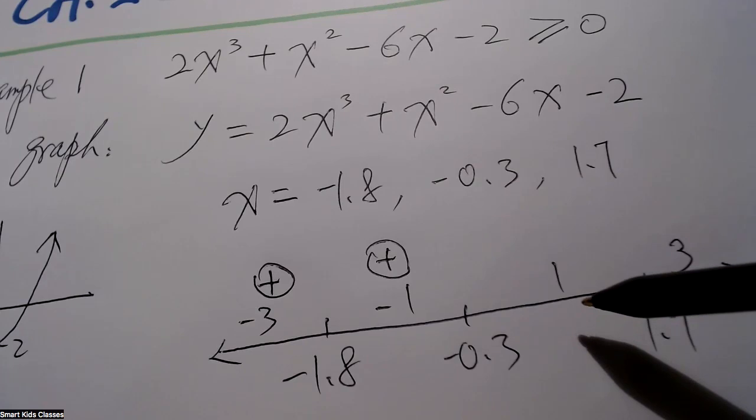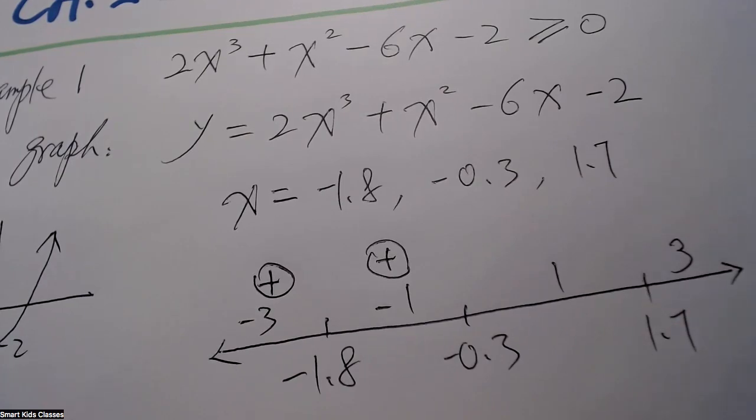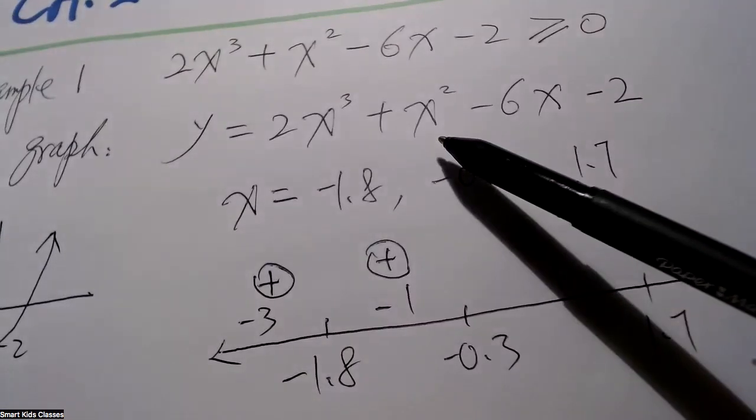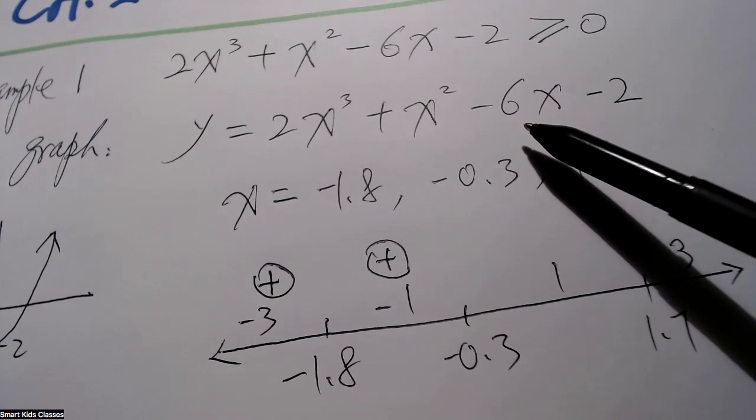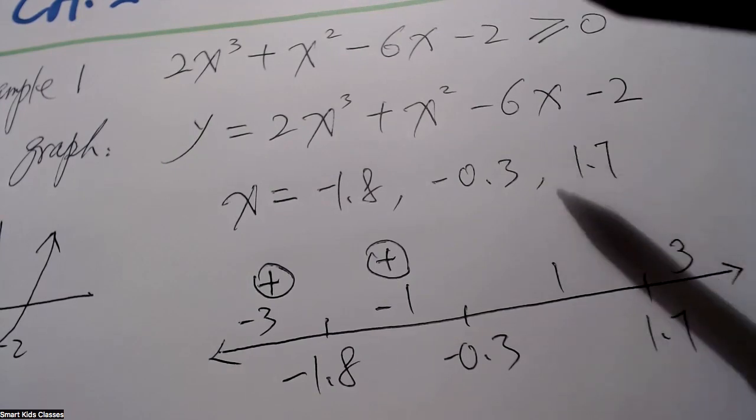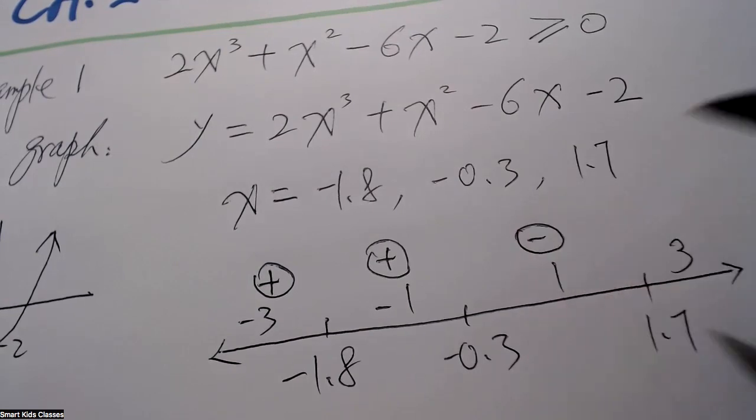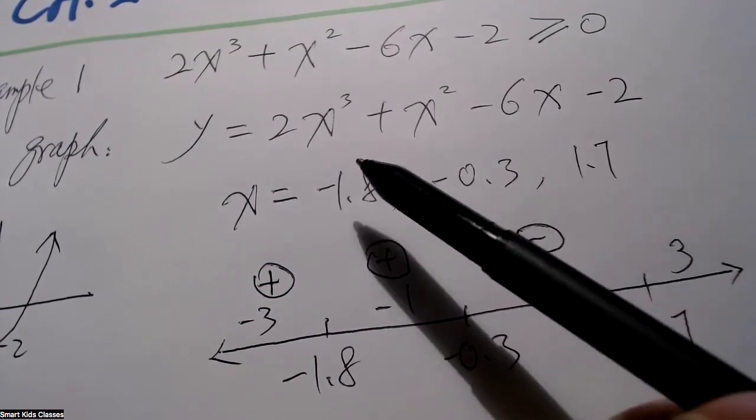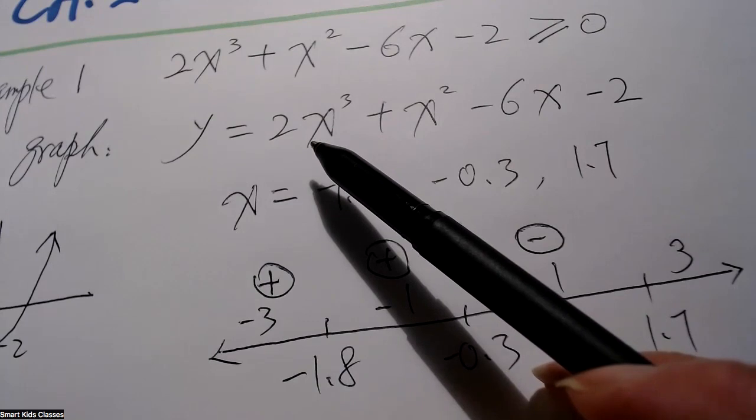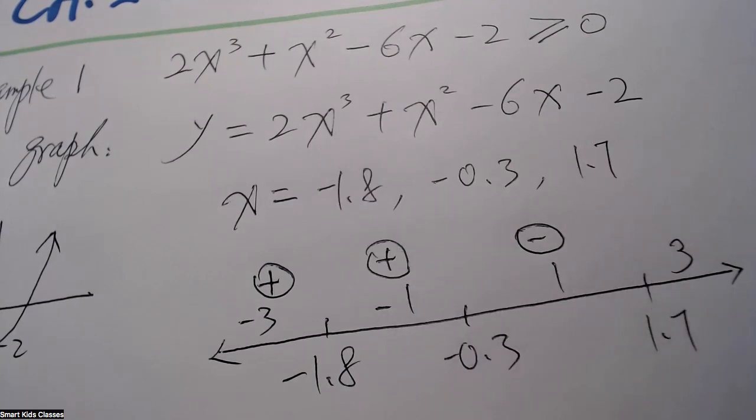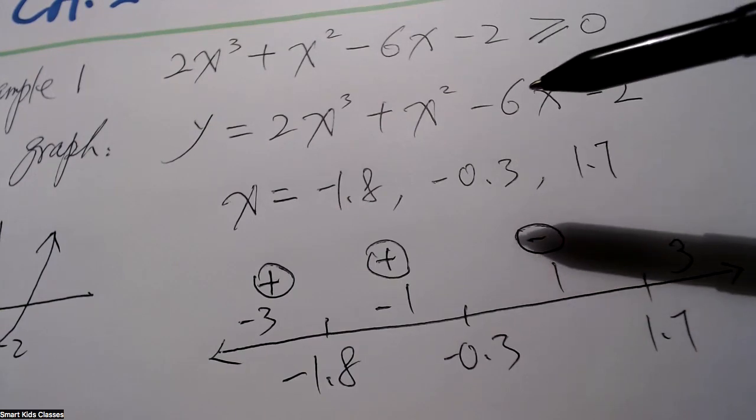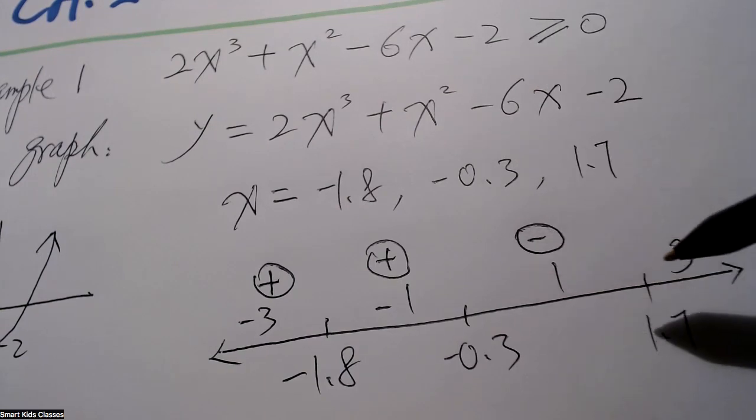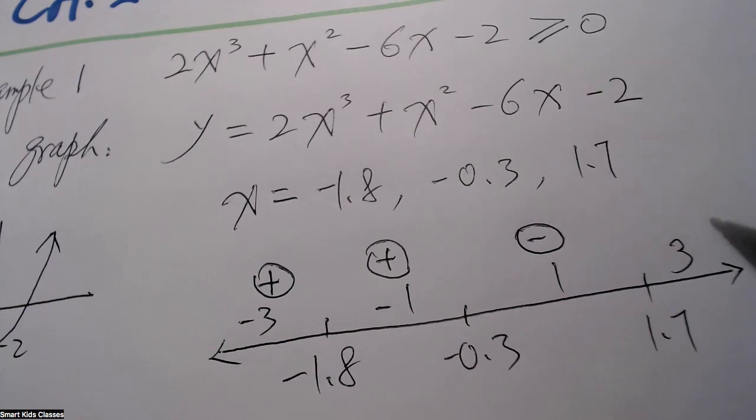Now, how about positive 1? So positive 1, we're going to have 2, add 1 is 3, 3 minus 6, oh, it's negative. So this one is negative. Now, how about positive 3? We have 27 times 2, we get positive 54. Positive 54 add 9, so you get 63. So 63, we're going to get a positive here.